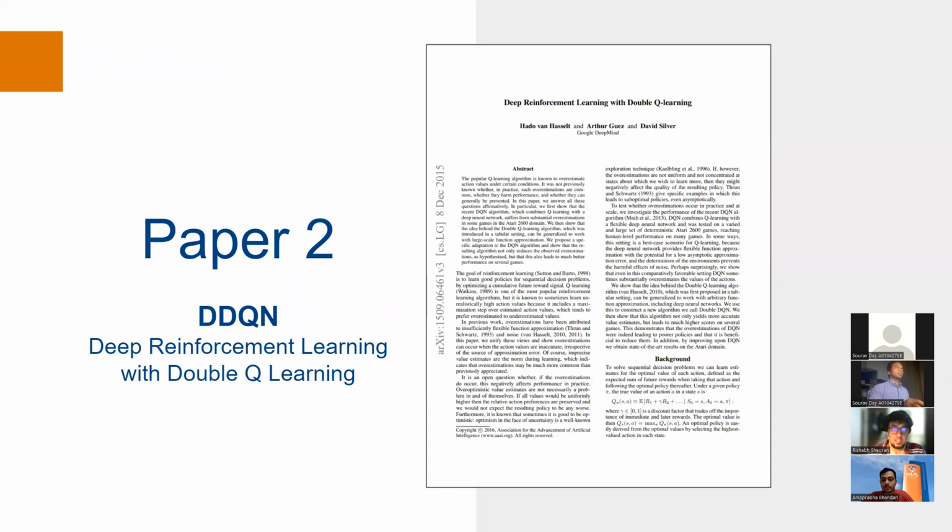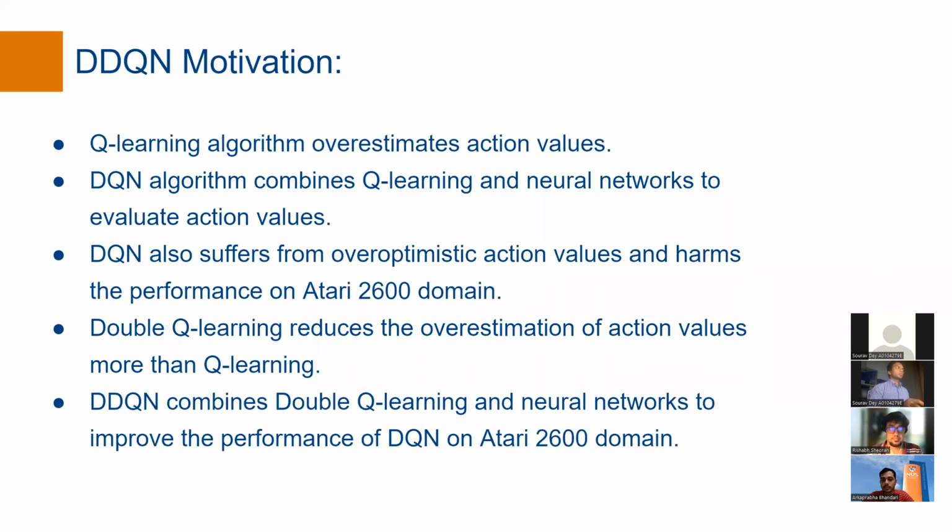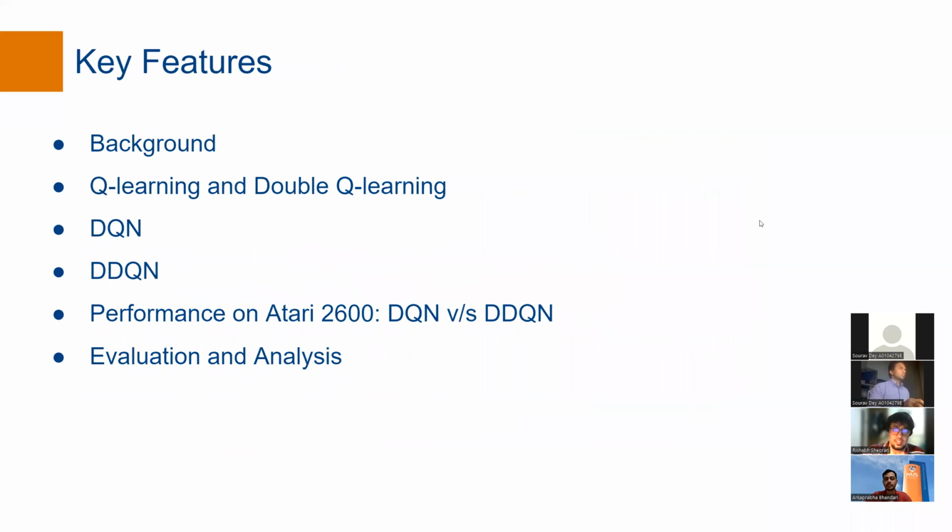Next slide. So when it comes to solving reinforcement learning problems, we have a few popular algorithms. One of them is Q learning. However, Q learning overestimates the action values for the states, leading to suboptimal policies and harms the performance of the agent. DQN is also a well-known algorithm that combines Q learning and neural networks and improves the performance of Q learning, but it also faces the same problems that Q learning faces.